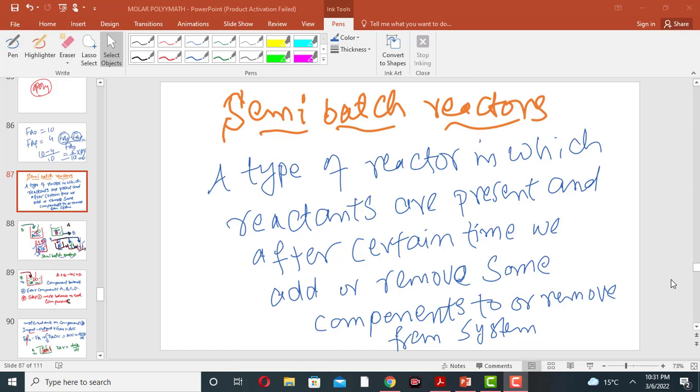In this lecture we will discuss semi-batch reactors. In the previous lecture we discussed membrane reactors. Now, what are semi-batch reactors?